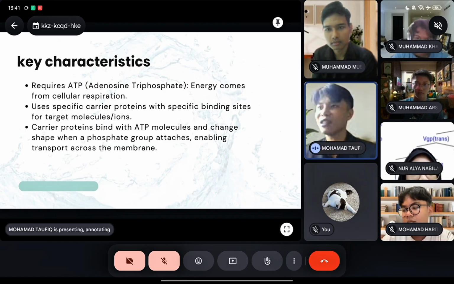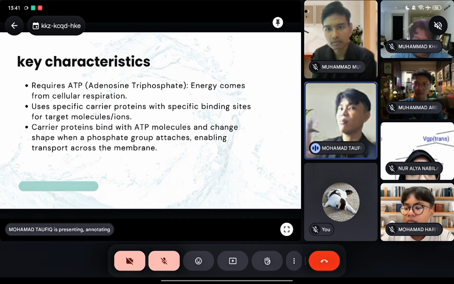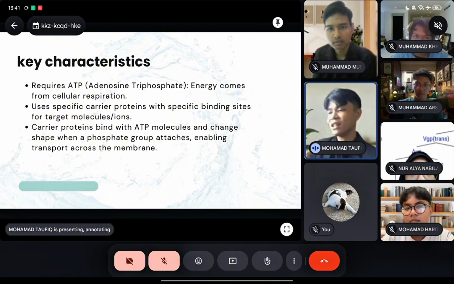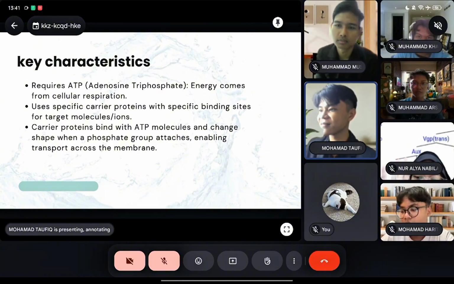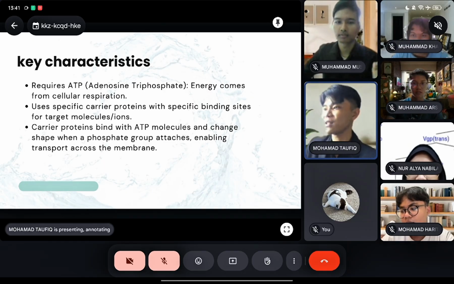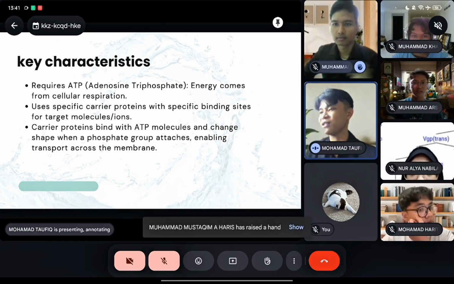For example, one analogy that I want to give you is the Rapid bus. Who here has ever taken the Rapid bus? Okay, Mustaqim, okay, Mustaqim. All right.